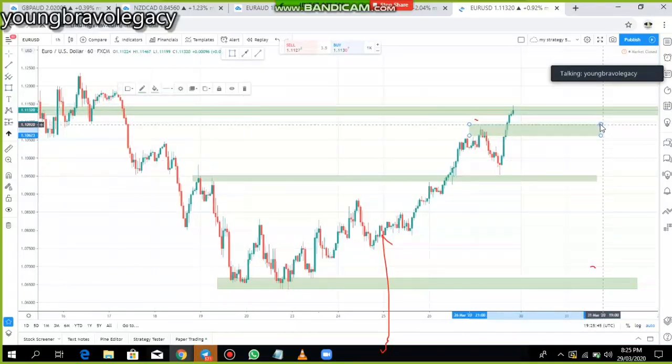If I'm eager to enter a buy, if a retracement should come back here, then I can enter a buy. Or if this zone is broken and retested, I can enter a sell back to this zone. It just depends on how the market reacts.